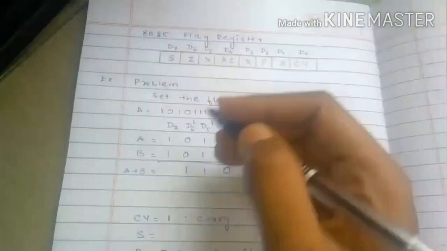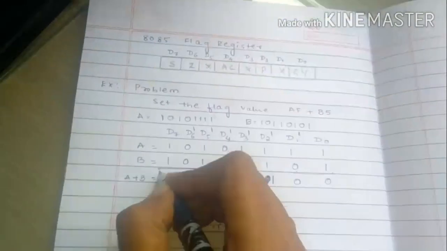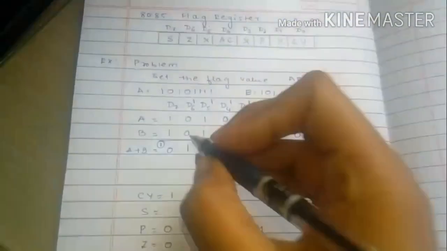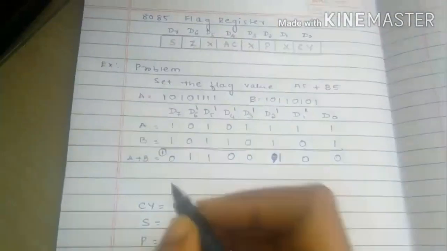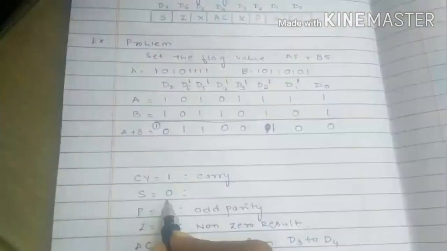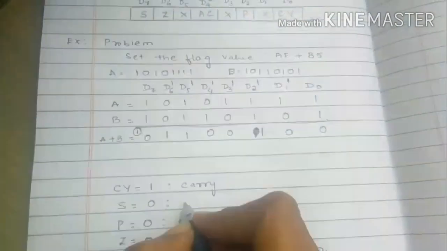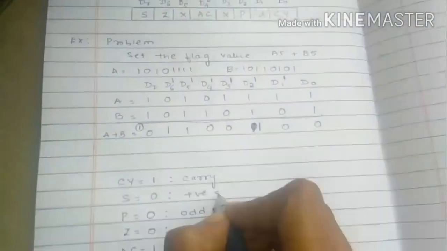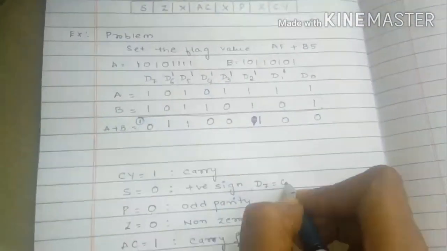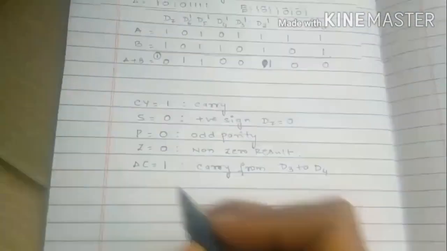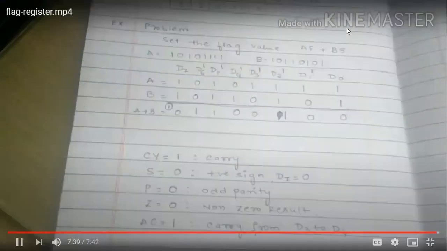Next, 1 plus 1 is 0, 1 carry. So in D7, I'm having the value as 0, so I'll write it as 0 itself. In D7, I'm getting the answer as 0. What does 0 mean? It is nothing but positive, so my sign is positive. And why is it positive? Because the D7 value is 0. So by this we are going to calculate the CY, S value, P value, Z value and AC value.